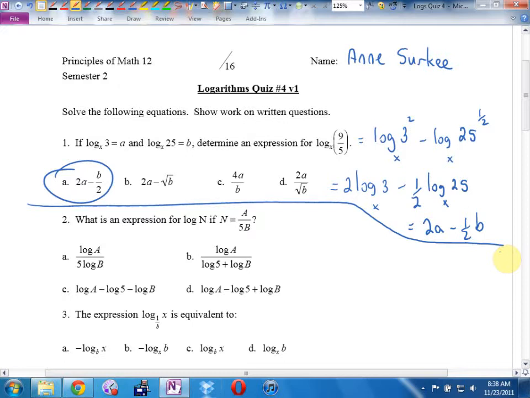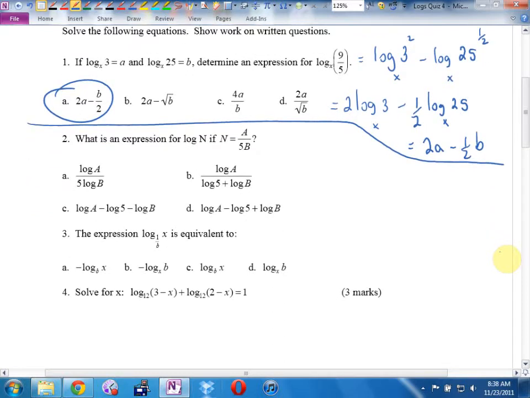Number 2 says, what's an expression for the log of n if n equals that? I'm going to take the log of both sides, because that will give me log of n on one side. The first thing I would do is this: the log of big N equals the log of a over 5b. I would glance and see if I saw that answer. No, I don't quite. I see lots of answers with multiple logs. I think they want me to break this up, so I will.